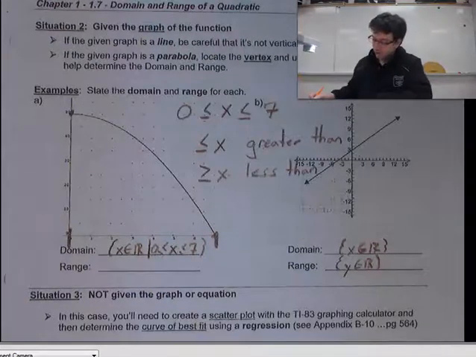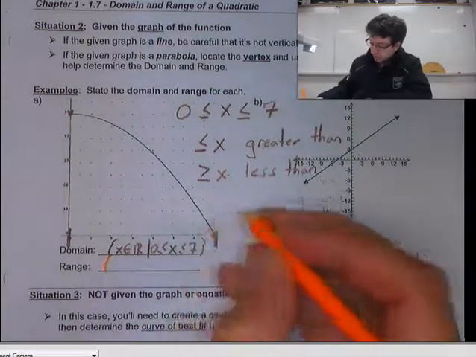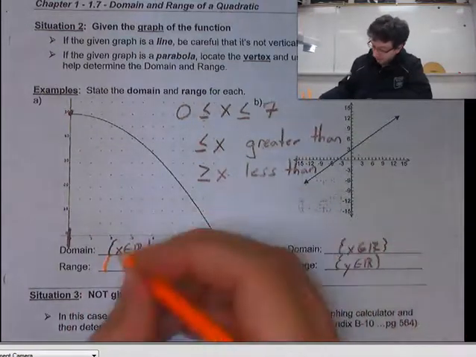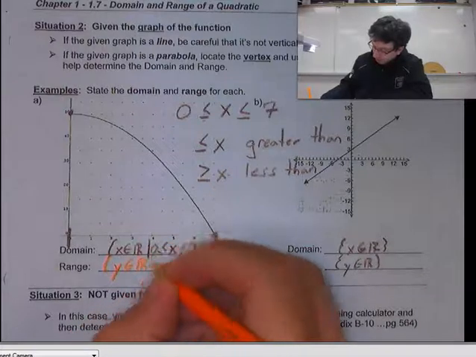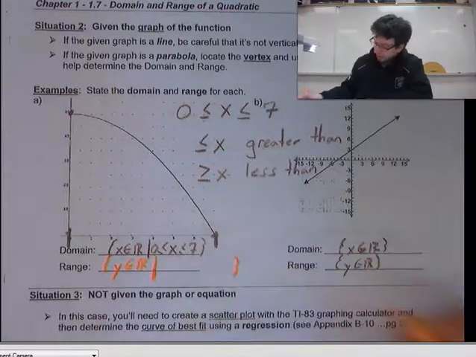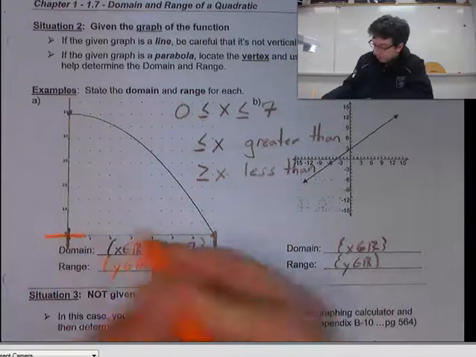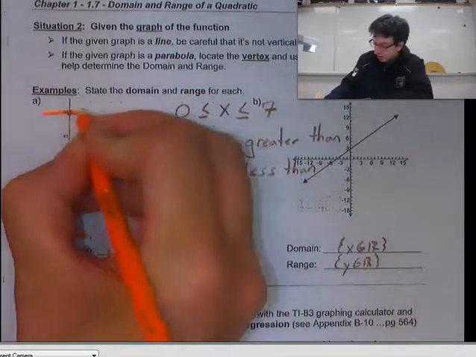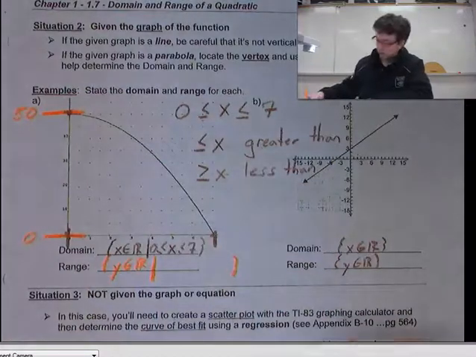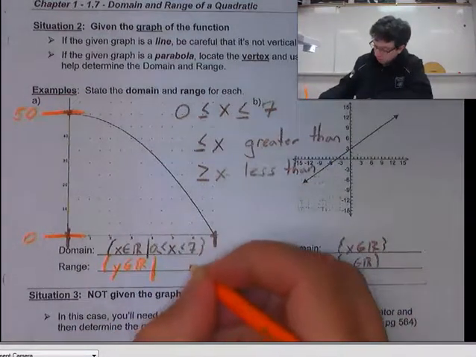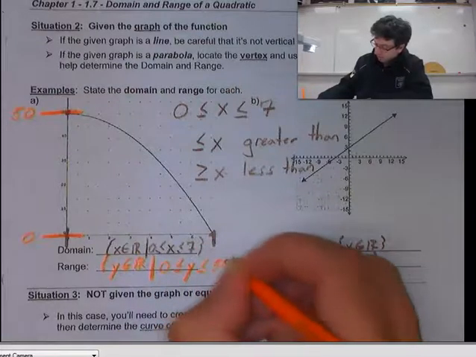All right, so looking at the range, again, it's a continuous function. So in between our conditions where the function exists, it exists for all real numbers. And then our condition is from here all the way up to here. So from 0 to 50. So we write that y is greater than or equal to 0 and less than or equal to 50.